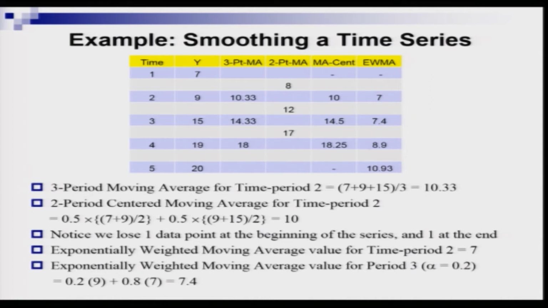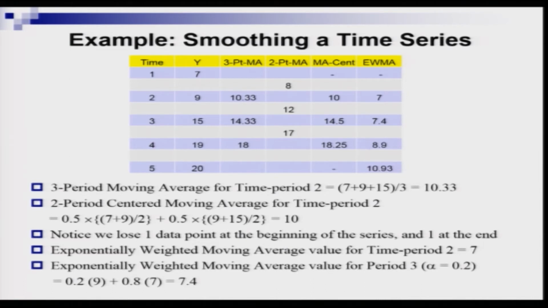So, if we start our discussion with the 3 period moving average, then it is simple. If we take time period 2, we have to take 3 numbers, 7, 9 and 15, sum them and divide by 3. The resultant number is 10.33, and that is going to be the 3-point moving average for time period 2.